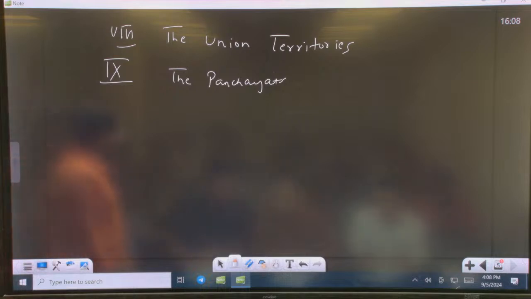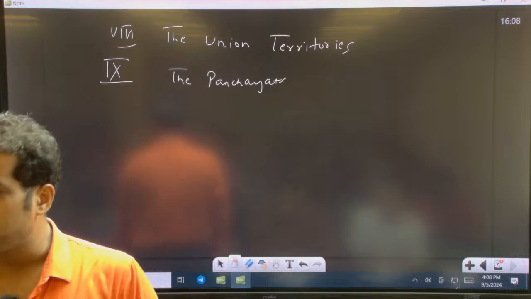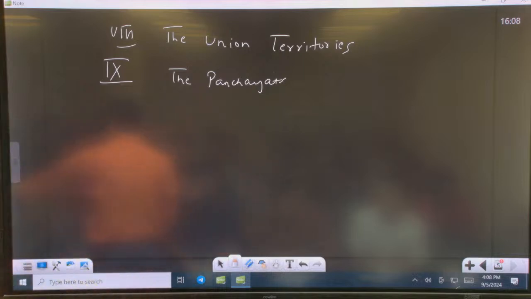We all are aware of the panchayats. The normal tenure of a panchayat is for how many years? 5. The normal tenure of a panchayat is just like the tenure of a state government, which is 5 years, and just like the tenure of central government, which is 5 years. Yes or no? Panchayats also are constituted for 5 years, and every 5 years the elections are repeated. All right? Yes or no?